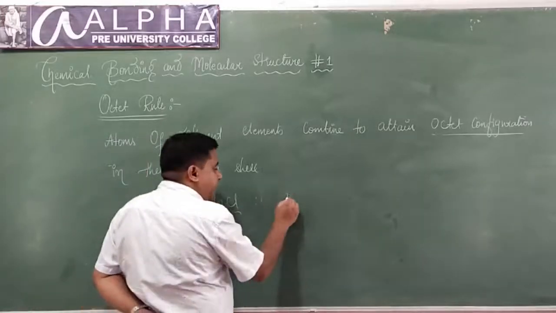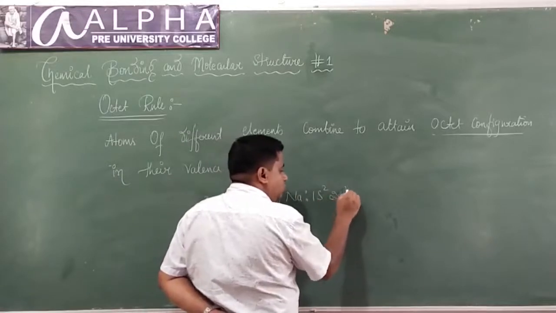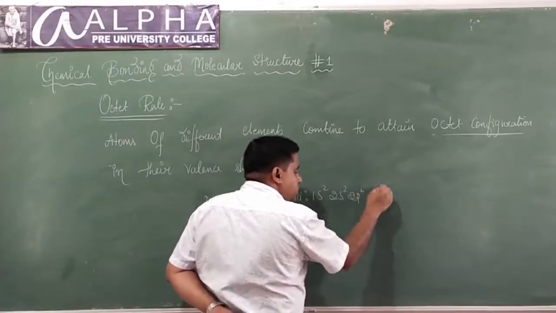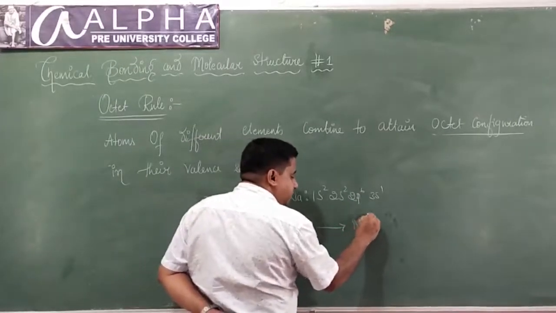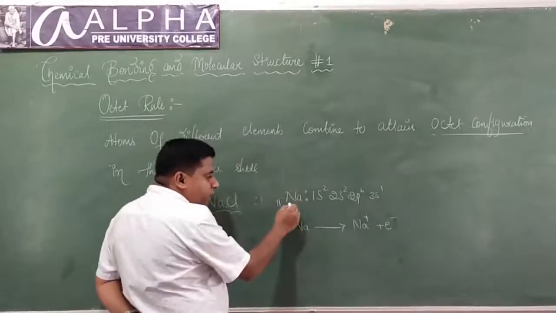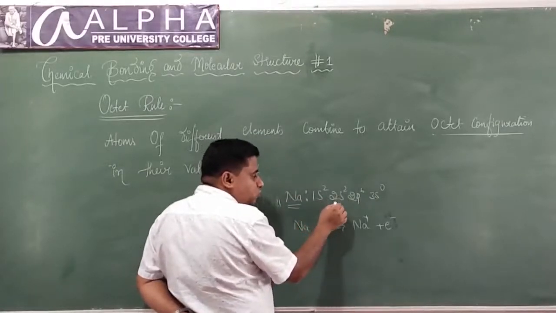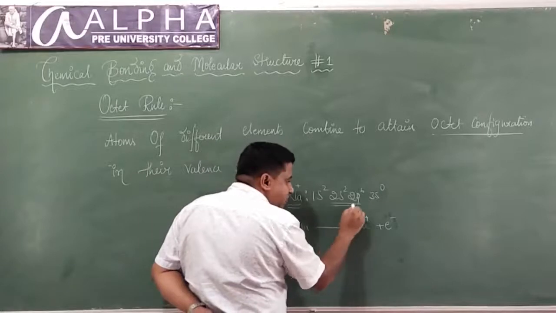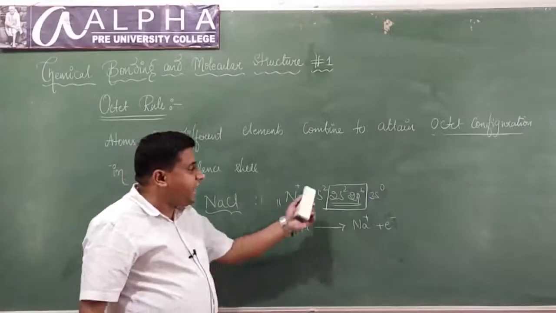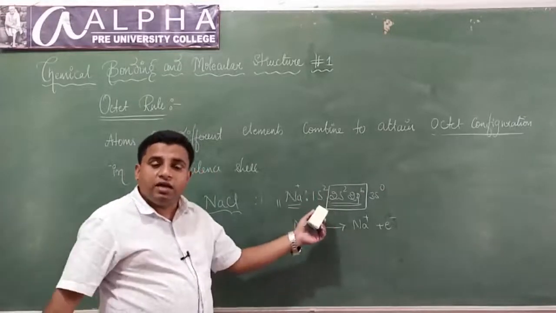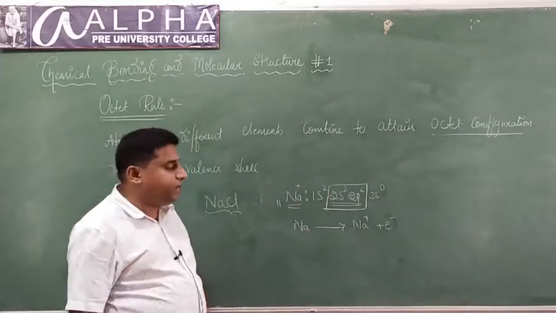Sodium's atomic number is 11, and its electronic configuration is 1s2, 2s2, 2p6, 3s1. Now sodium will lose one electron to form what? Na plus. When sodium loses one electron, its electronic configuration becomes 1s2, 2s2, 2p6. Look here, it will have 8 electrons in its valency shell. When it has 8 electrons in its valency shell, it will attain the nearest noble gas configuration, and hence it becomes stable. Are you getting my point?